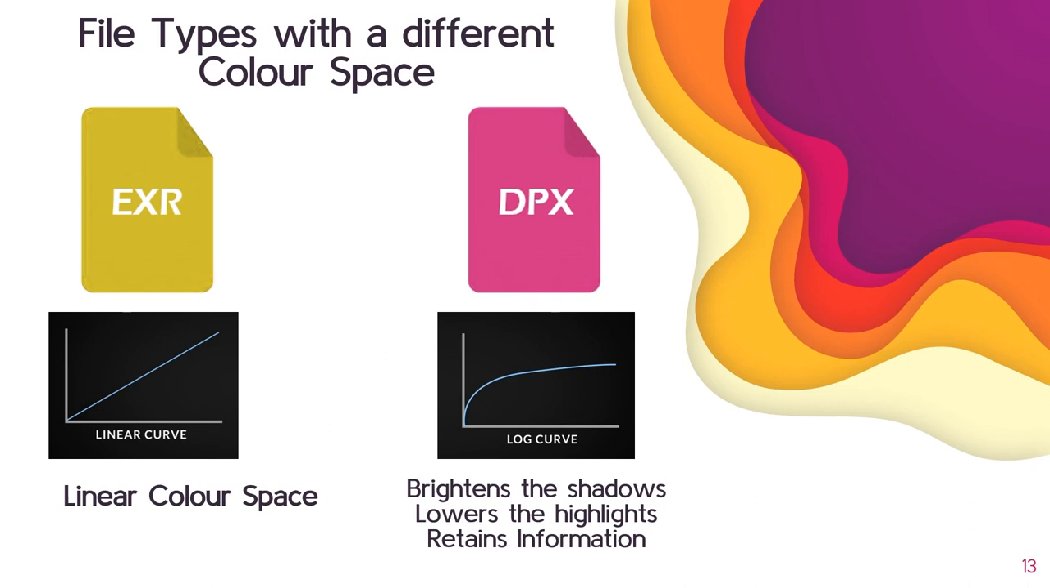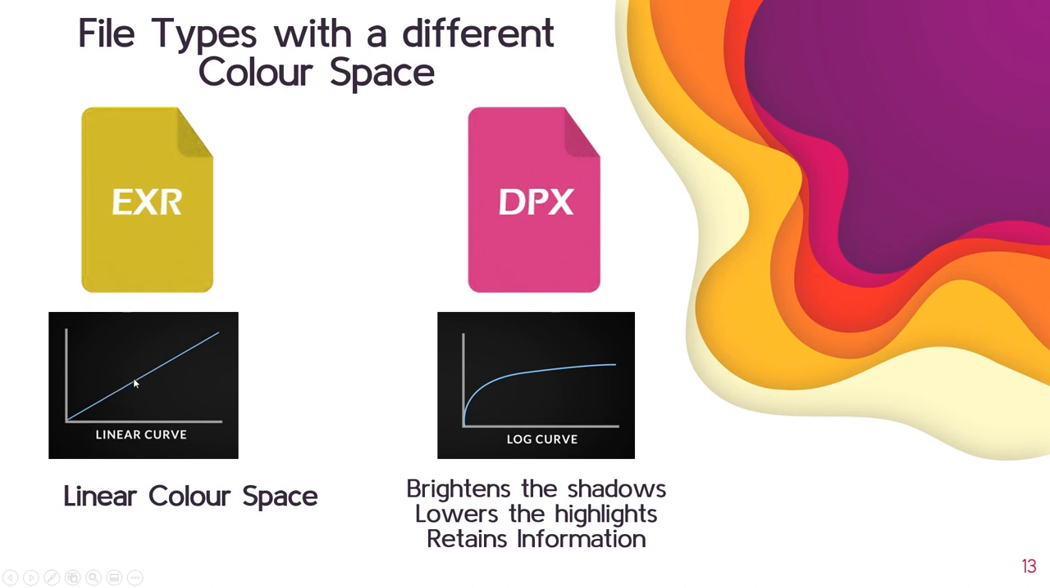So why should we work in linear? Well, compositing in linear makes the process simpler for the computer to calculate, simpler for you, and your images will look more natural, and you've got a lot more control with EXRs as well. You can render multiple passes, and they're 32-bit files. So there's loads of reasons why we should use EXRs. And remember, EXRs are actually linear.